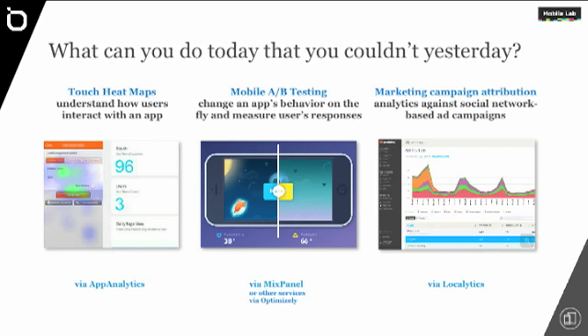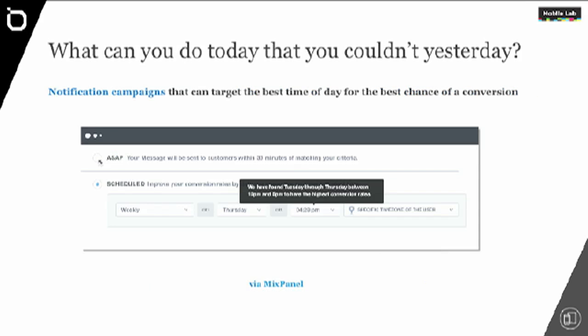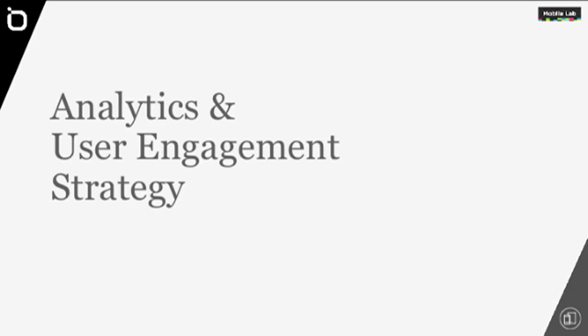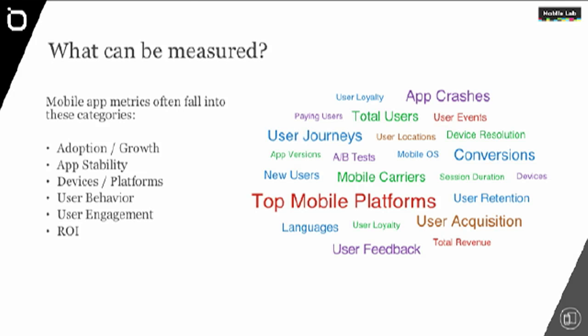Mobile A/B testing. A/B testing has been a big thing in the web world for a very long time. And it's not that there hasn't been A/B testing in the world of mobile, it's just that it hasn't necessarily been as accessible. And with services like Mixpanel, or there's some other ones, Optimizely is another one, you can get mobile A/B testing for very little effort on your part, and you can do some really cool things with that. And we'll look at that in a little while.